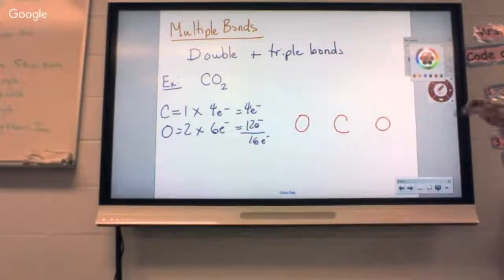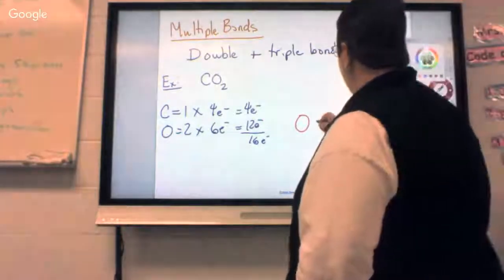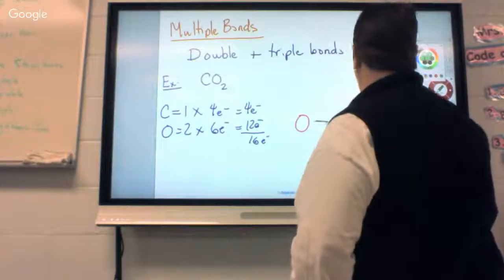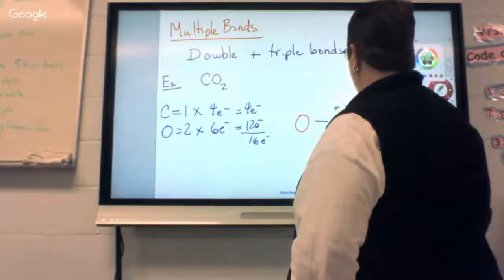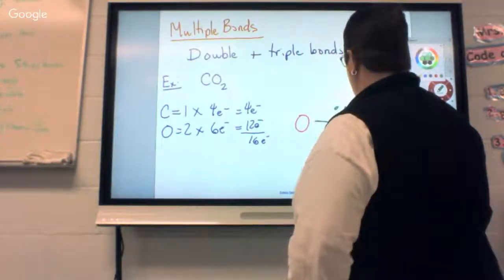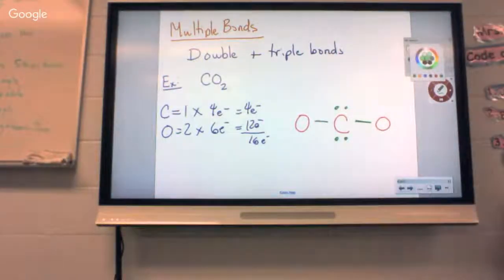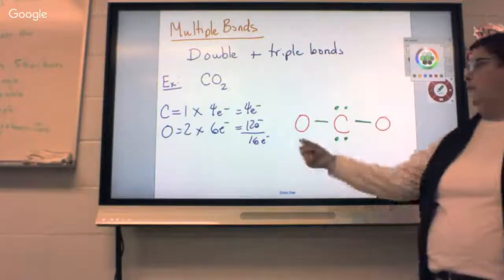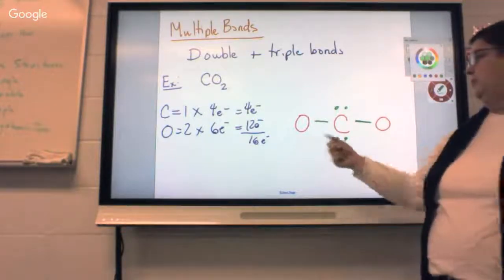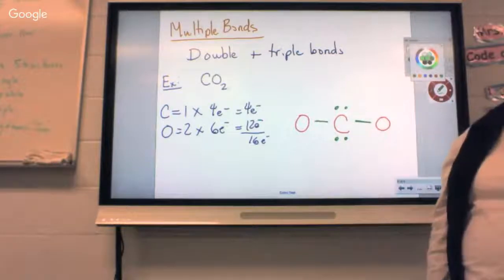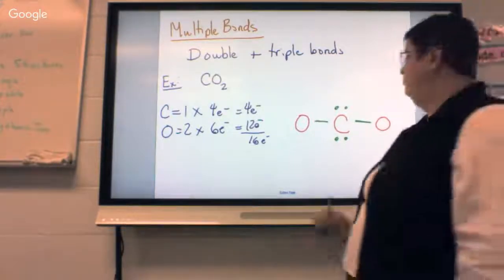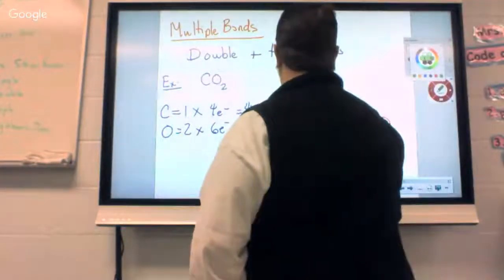I also tend to draw mine on my central atom first. So I tend to do 2, 4, 6, and 8. So once I put in my 8, I have 8 left to go. So what do you want to do? 4 and 4, or 6 and 2? Okay. So 4 here, 4 here.